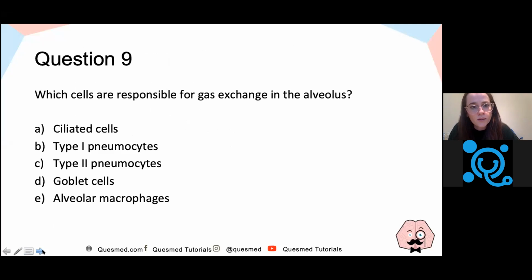Okay, which cells in the respiratory tract are responsible for gas exchange in the alveolus? Is it A, ciliated cells, B, type 1 pneumocytes, C, type 2 pneumocytes, D, goblet cells, or E, alveolar macrophages?